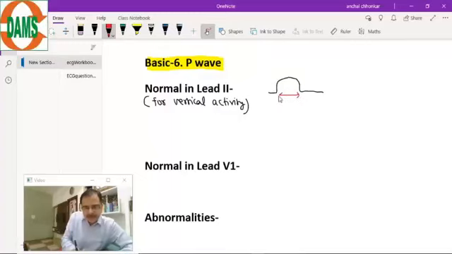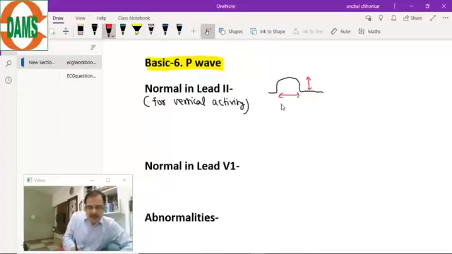Width and height. Basic number 5 we will discuss tomorrow. So straight away I come to basic number 6. Basic number 6 is the P wave. Normally it is lead 2 for the vertical activity of the heart.